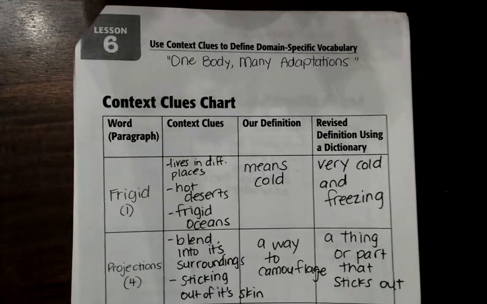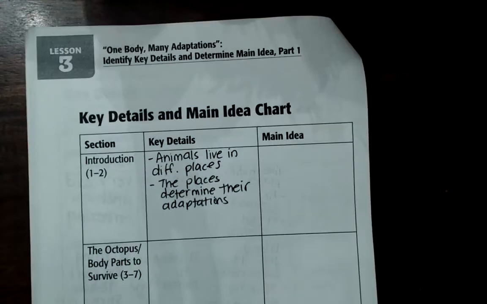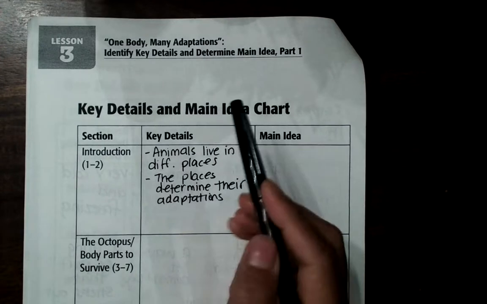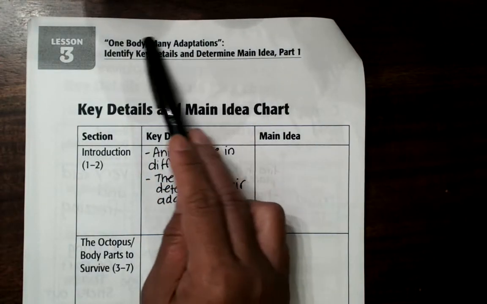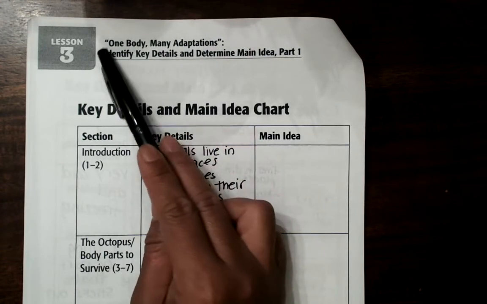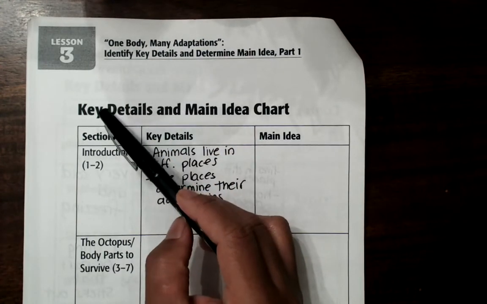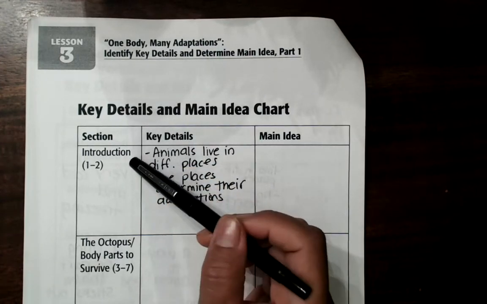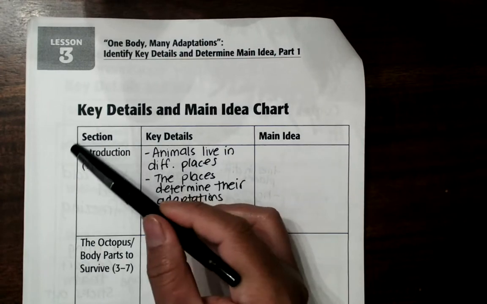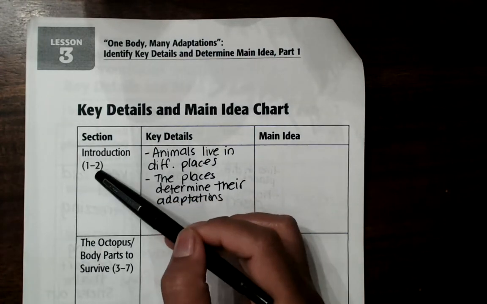All right, you must be done with the context clues chart, which means I'm going to move on to the very next page, the back page. So it's right on the back, and it says key details and main idea chart for One Body, Many Adaptations. Remember, this one is going to be our focus of the week, and we're going to be reading parts of it every single day. We're working on the key details and the main idea of One Body, Many Adaptations, and we're going to break it down into sections. And today, I'm only going to work on the introduction, which is paragraph 1 and 2.